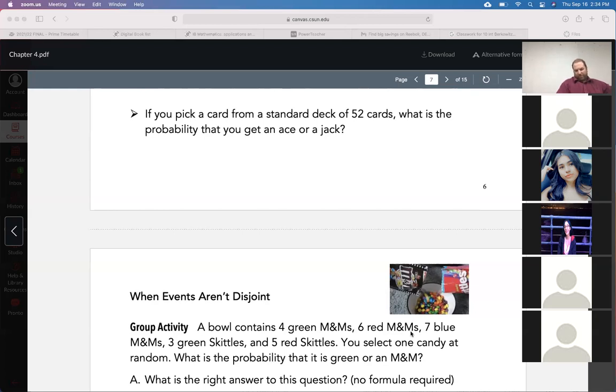So what is it again? 20 out of 25? Because you can get 4 green, 6 red, that's 10, 7 blue, that's 17, and then 3 green, which is 20. Okay. So green or M&M. I'm happy because it's green and an M&M. I'm happy, M&M. I'm happy, green. I am unhappy, not green or an M&M. It's 20 out of the 25 total candies that I have in front of me. Do we agree? Yes. Okay.